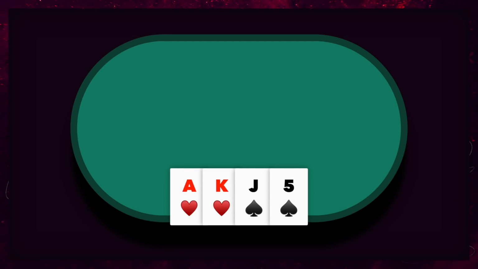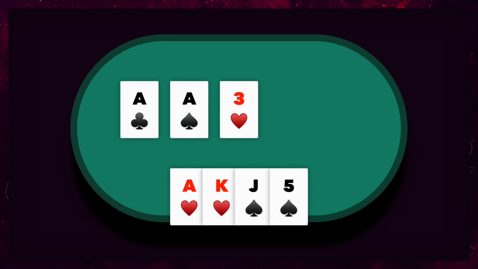If I were to say, okay, your hand is ace, king, jack, 5. The flop is ace, ace, 3. What is your hand right now? You should know right away that you have trips, top kicker. But at some point in your career, you didn't know that. At some point in your life, you didn't even know that at all.